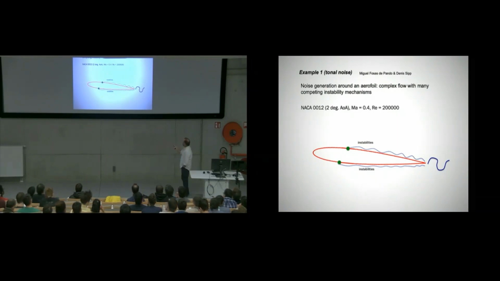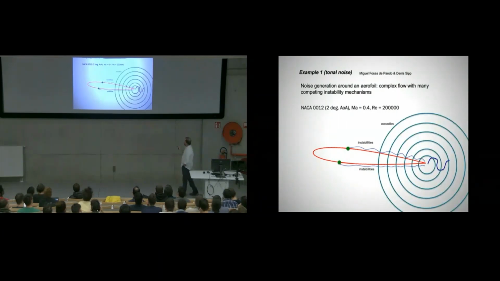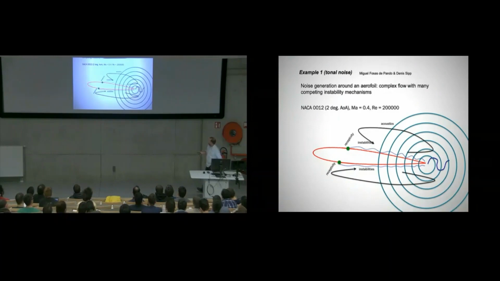Okay, these two instabilities roll down and meet each other at the trailing edge, where they slam into each other, high shear. The high shear generates an acoustic wave that radiates in all directions, also upstream, and at some point re-triggers that instability. Okay, so we have a feedback loop between hydrodynamics and acoustics on the top and on the bottom. Okay, two feedback loops talking to each other through the trailing edge.